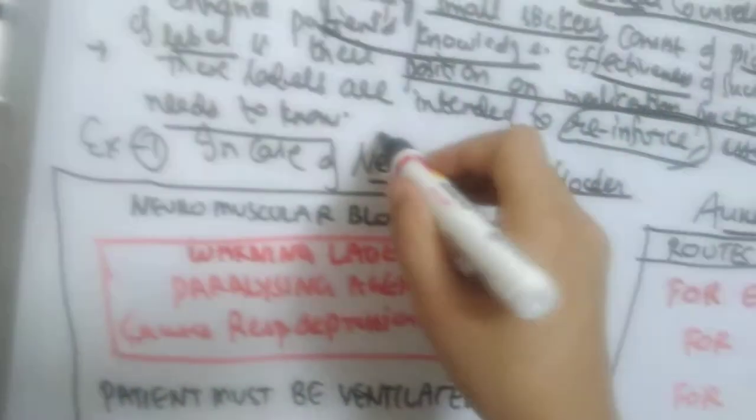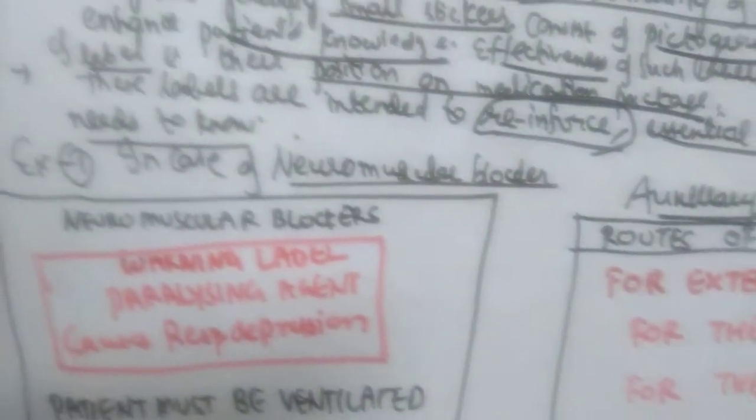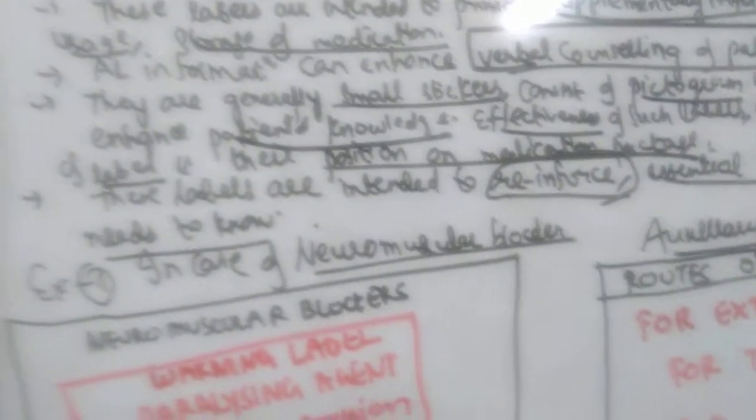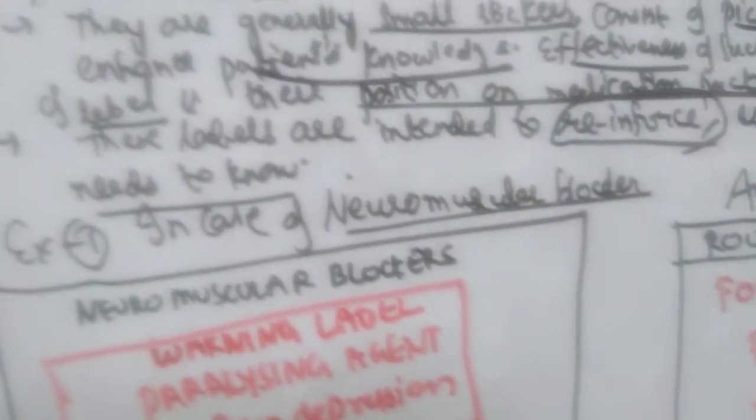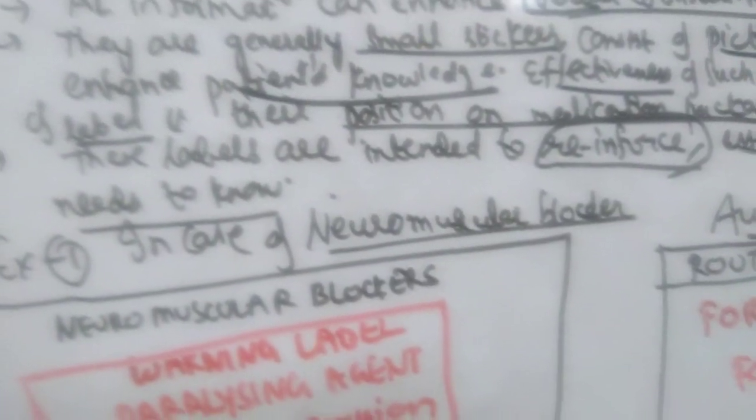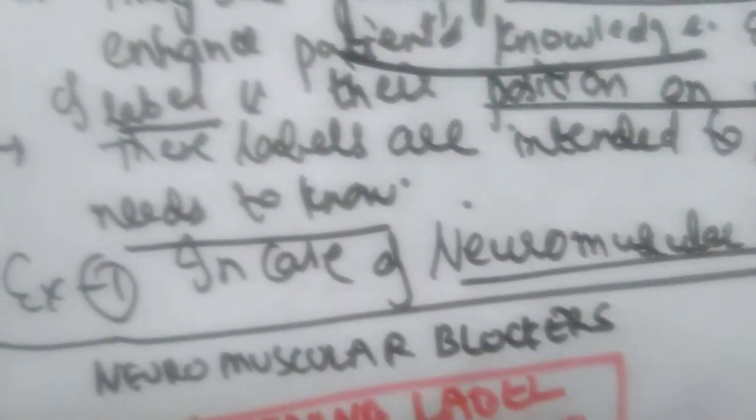So let us see one example. The examples of auxiliary labels in the case of a neuromuscular blocker. You know, what is a neuromuscular blocker? Whenever you give a neuromuscular blocking agent, it will block depolarization. Normally there is depolarization, then the nerve impulse transmission happens every second, every millisecond. So when you are giving a neuromuscular blocker, it will block the depolarization of nerves at that particular region.